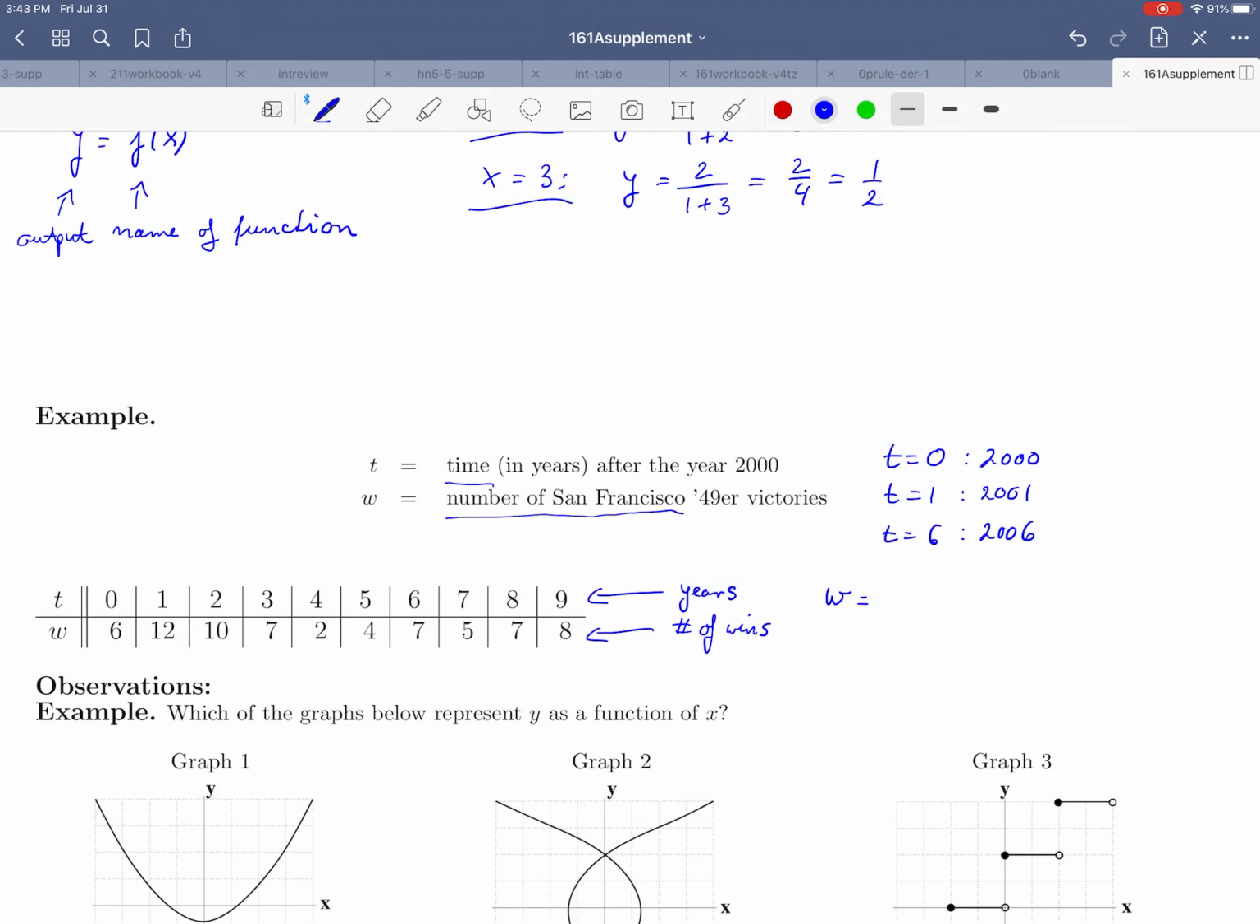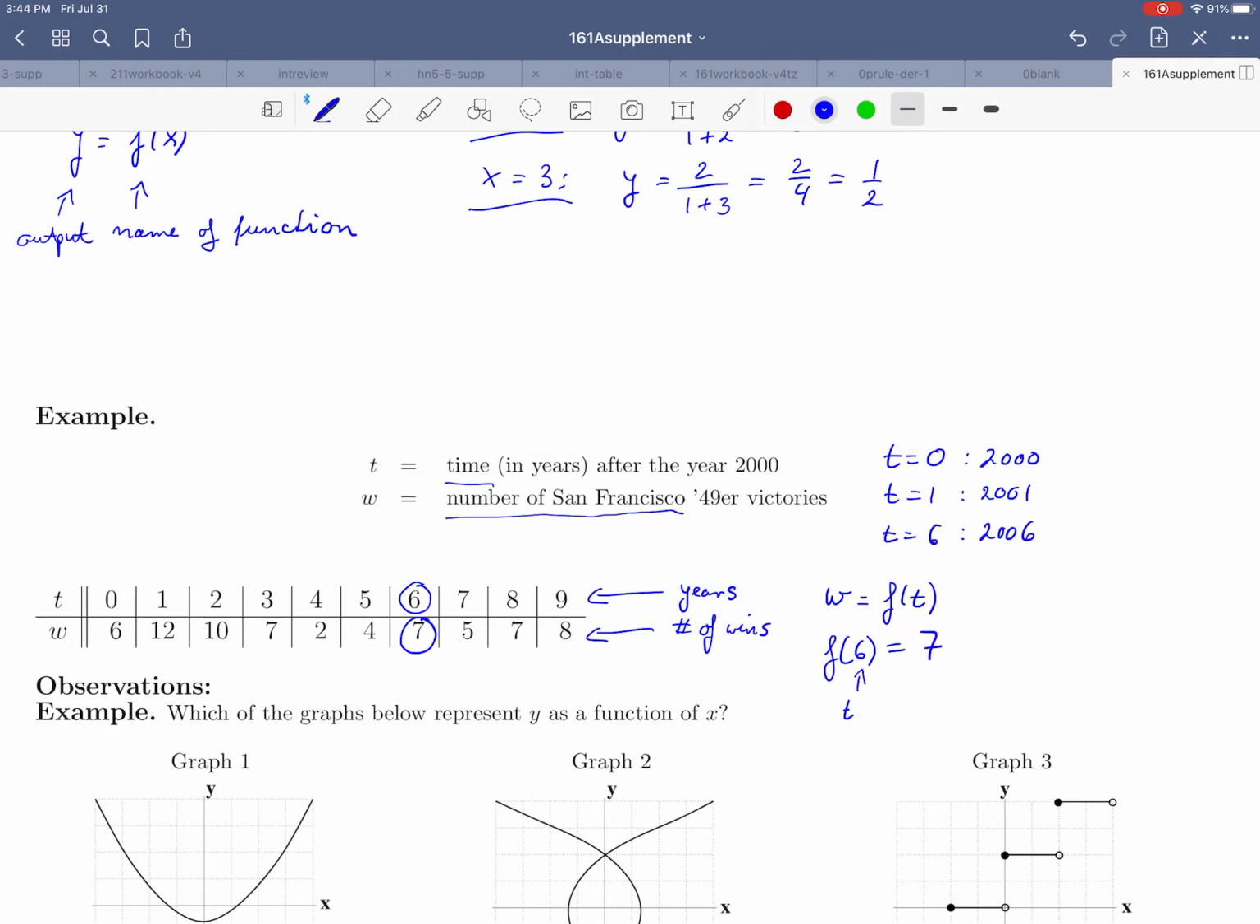So we could again write w using this function notation as f of t. And then we could look at specific entries. So we could ask ourselves, for example, what is f of 6? Well, according to our table, when t is equal to 6, we can find our table, and we see that the associated number in the table for w is 7.